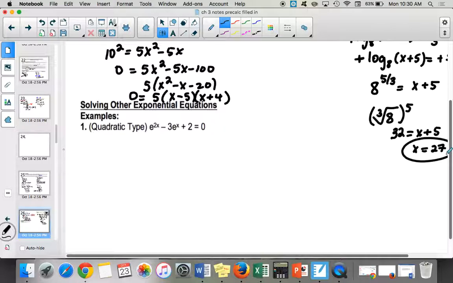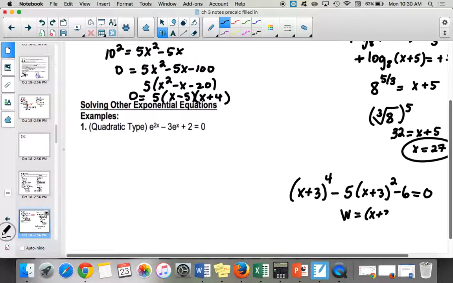Right, when I replace things that look like x plus 3 to the 4th minus 5 times x plus 3 squared minus 6 equals 0. And I said, oh, let w equal the x plus 3 squared. Do you guys remember that? And then you're like, oh, this becomes w squared minus 5w minus 6, which is now a quadratic equation.